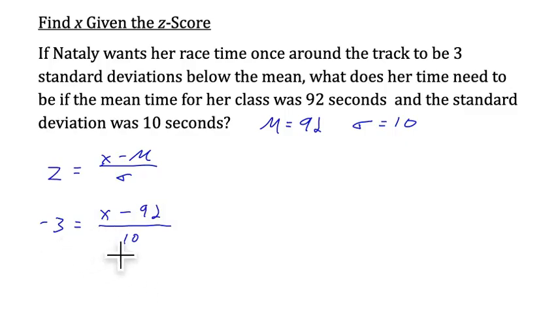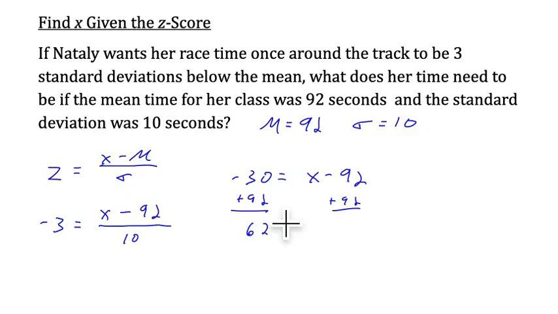All right, solving for x, the first thing we could do is multiply both sides by 10 to get rid of this denominator. So that would be negative 3 times 10, that's negative 30. And then we've got x minus 92 on the right. So all I did there is multiply both sides by 10. Now to get x by itself, we'll add 92. And negative 30 plus 92 is 62. So that tells us that she needs to run around the track in 62 seconds in order to be 3 standard deviations below the mean.